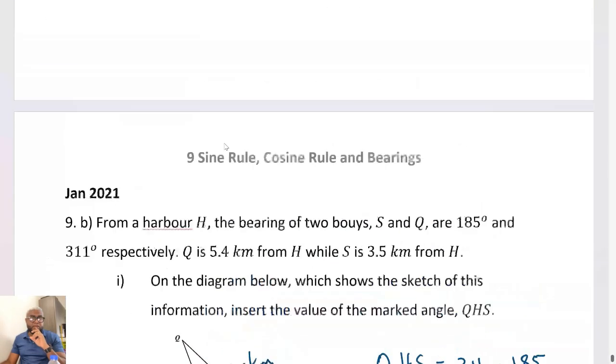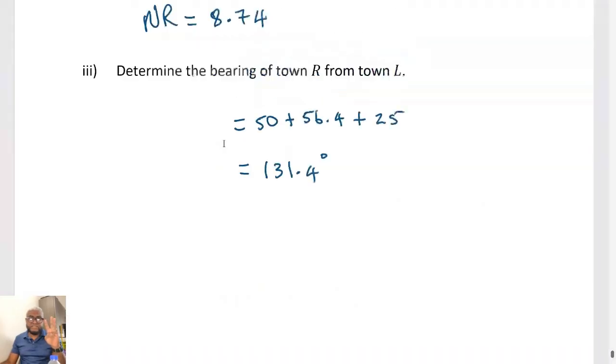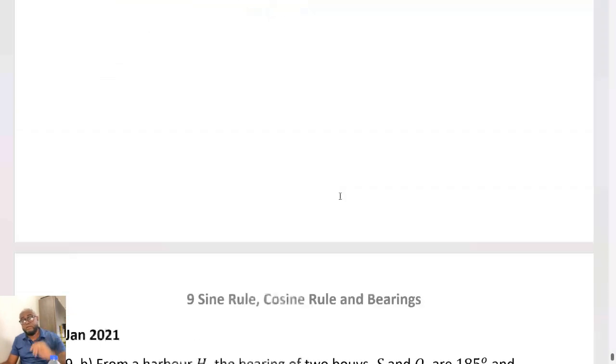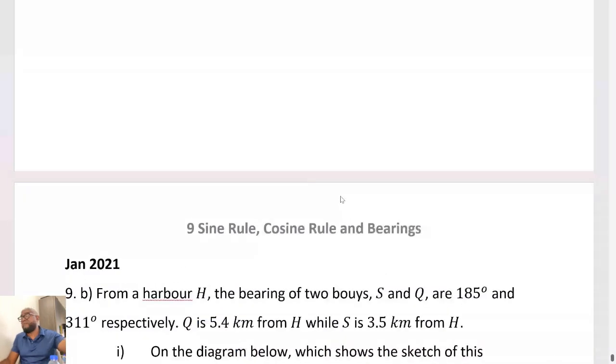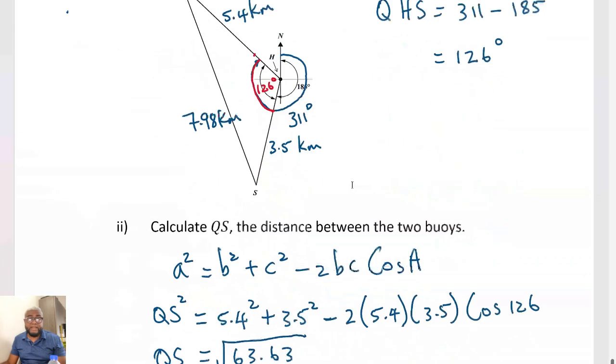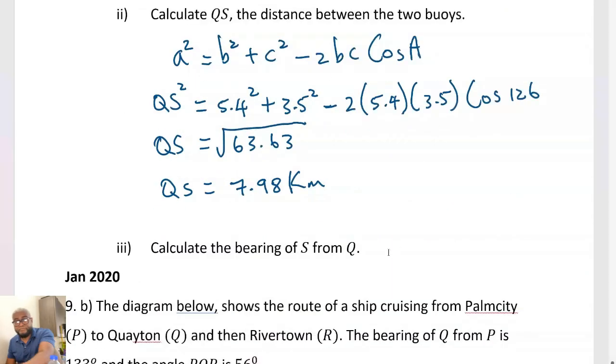Now you know something I did above here. A bearing must be 3 digits. I was supposed to write this over as 131. It's approximately 131 degrees, right? A bearing is 3 digits. Always 3 digits. Because remember, if your bearing is like 98, you have to put 098. If it has a decimal, you approximate it. Are we clear? Let's go.